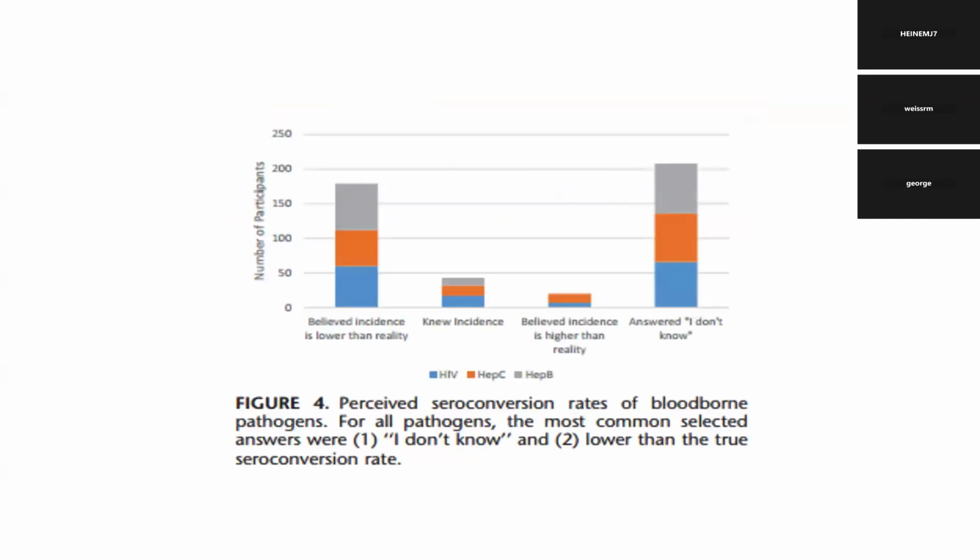To me, as an infectious disease doc, this was really concerning. They actually asked the people who were stuck with the needles, what do you think your risk was of getting Hep B or Hep C or HIV? And the most common answer here was first, I don't know, on the far right. But the second most common, on the far left, was that they believed the incidence was lower than reality. So what this says is that the perceived risk in people who do get stuck is much lower than what it actually is. And so possibly that's some of the reasons why these events are downplayed.